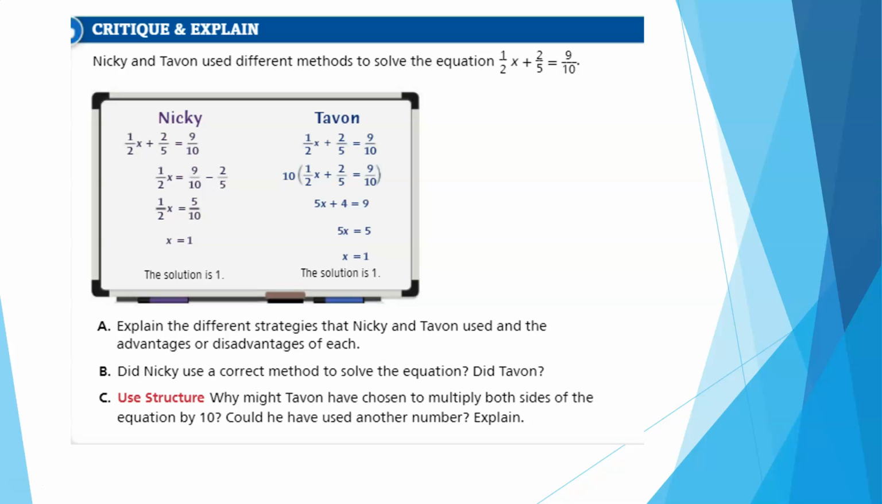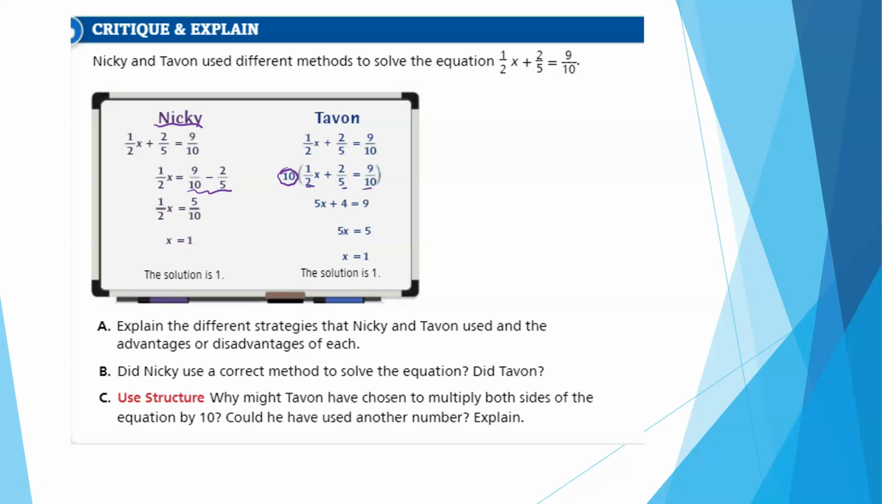Okay, so hopefully as you looked at it, what you saw is that Nikki decided just to move the fractions to the other side, found a common denominator, and then solved for x. So she kept the fractions in there. Tevon, you can see he decided to do this strategy of clearing the fraction. So he multiplied both sides by the least common denominator. What happened when he did that is that it cleared all of those fractions, so he is just left with 5x plus 4 equals 9 to solve.